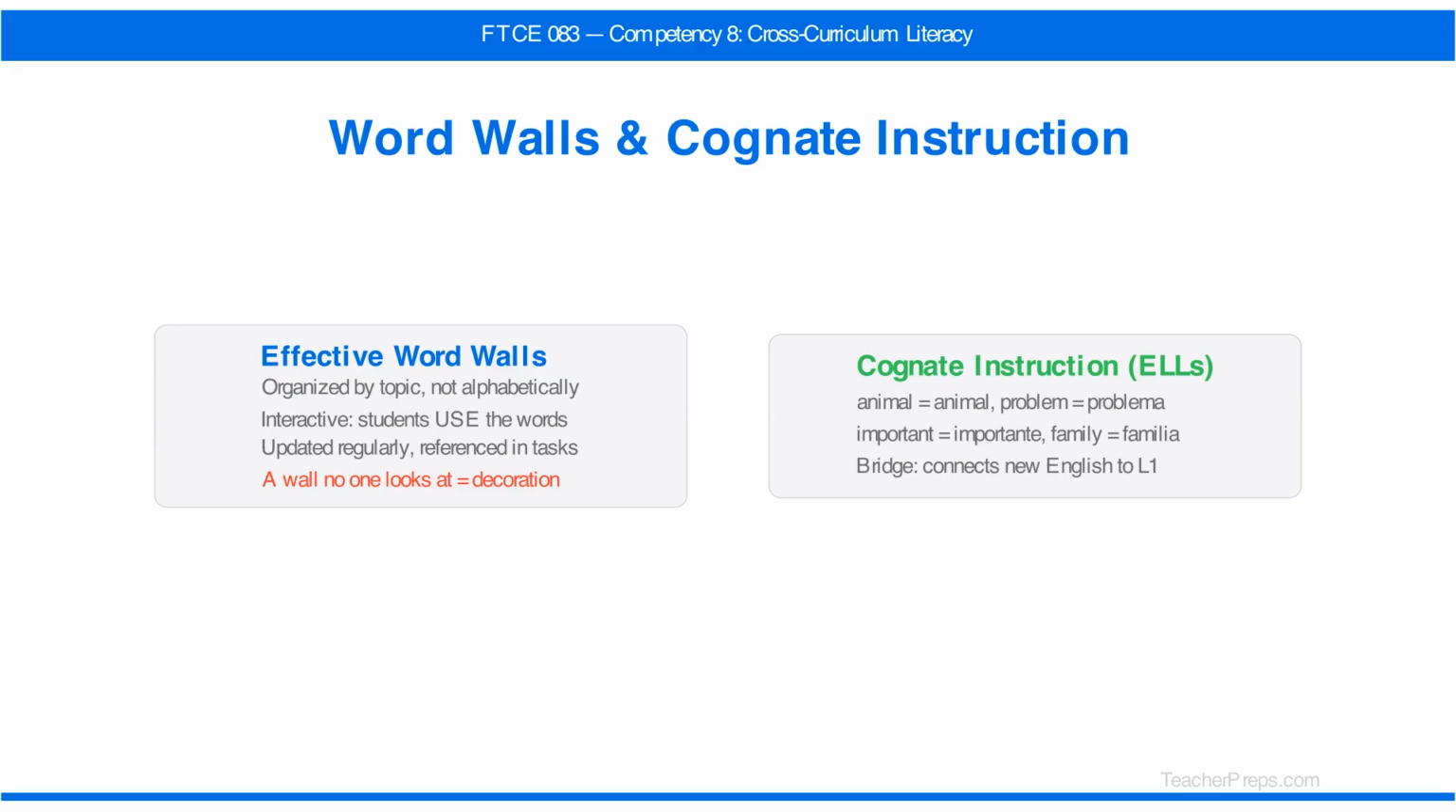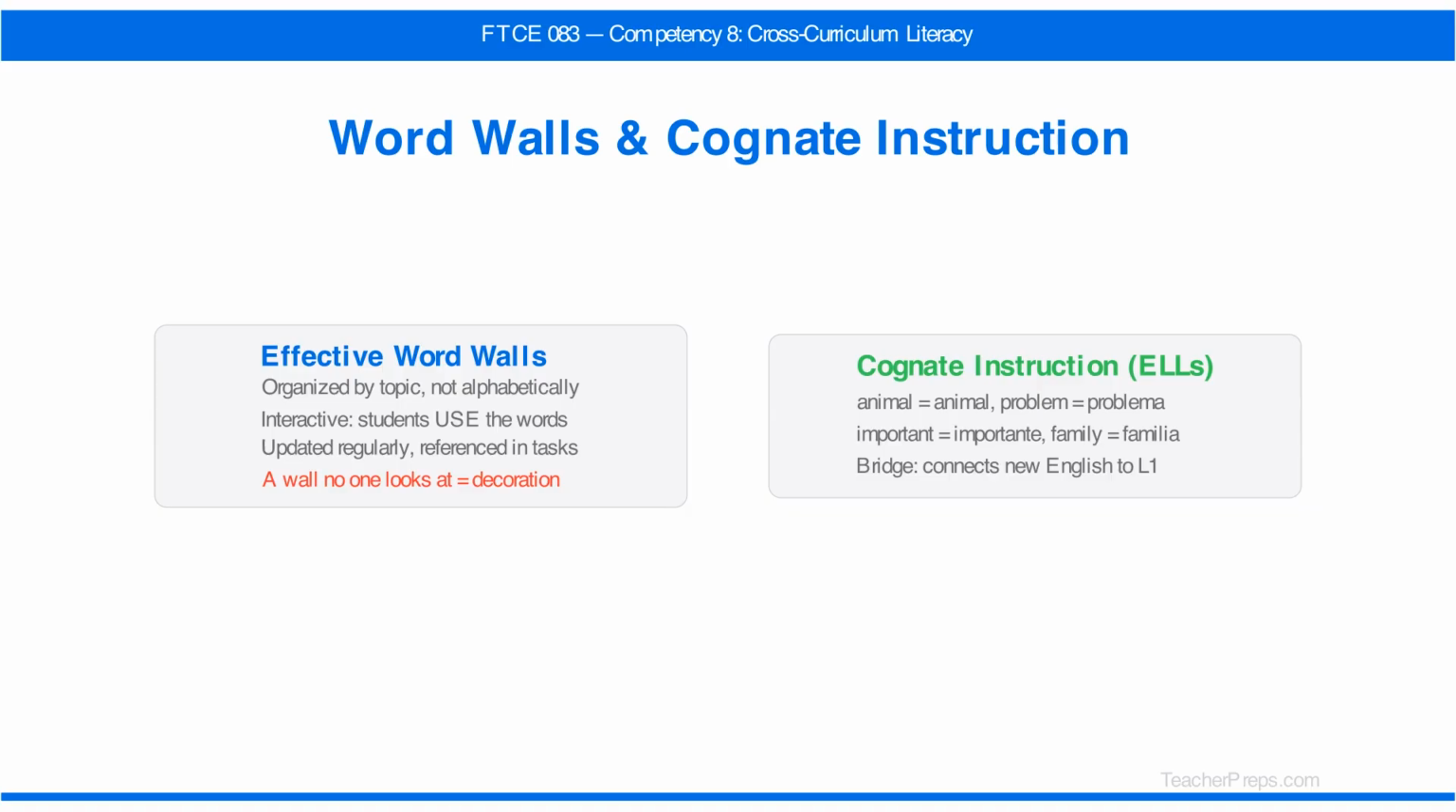Now let's discuss cognate instruction for English language learners. Cognates are words in two languages that share a similar spelling, pronunciation, and meaning because they share a common linguistic origin. For Spanish-speaking ELLs, English is full of cognates.